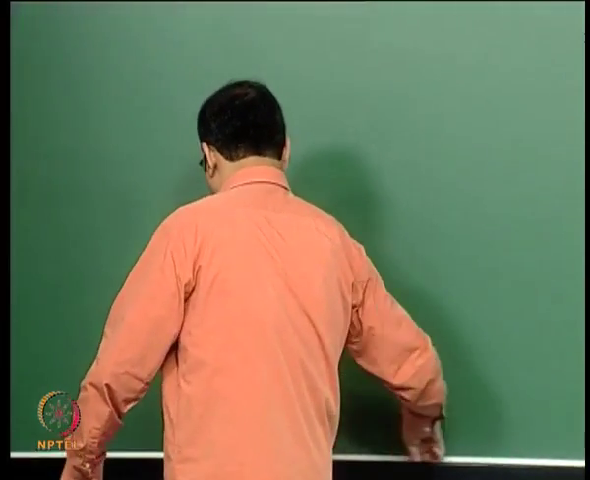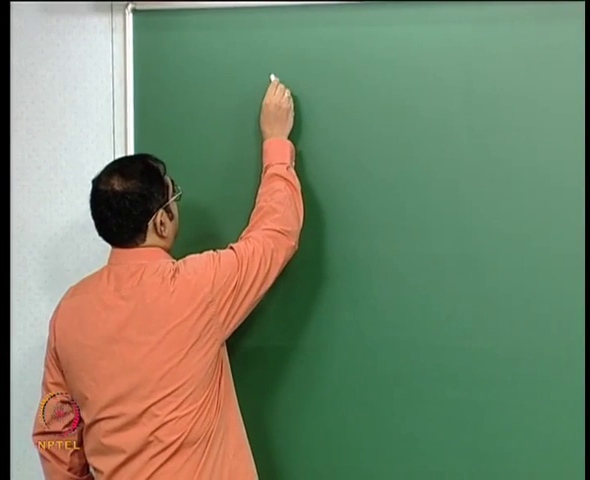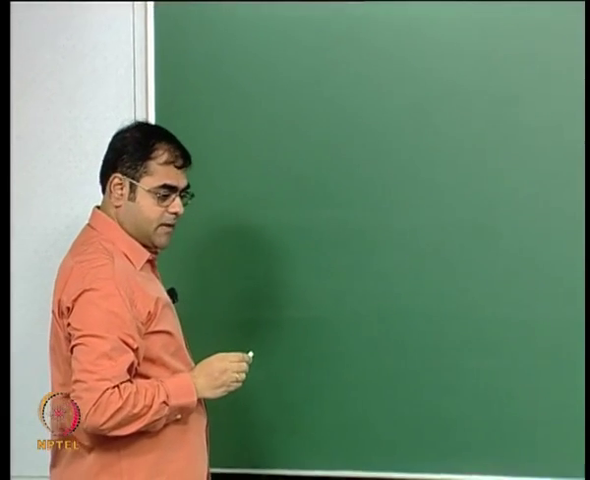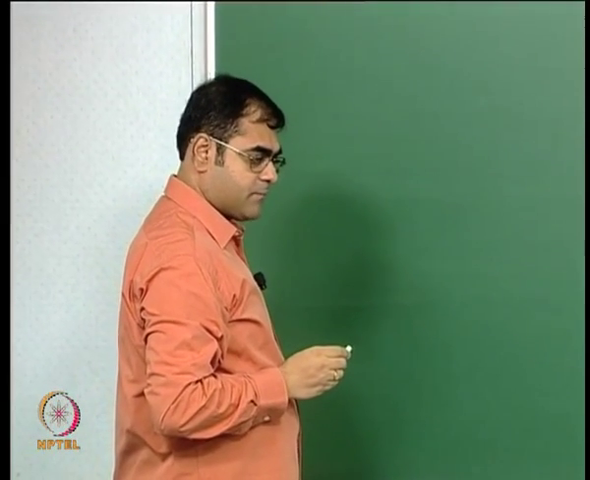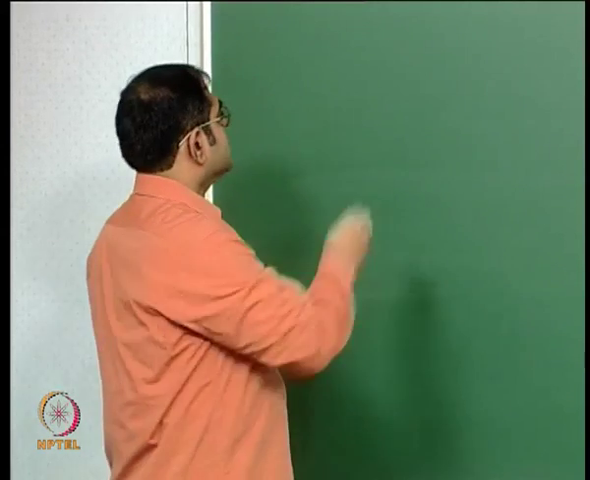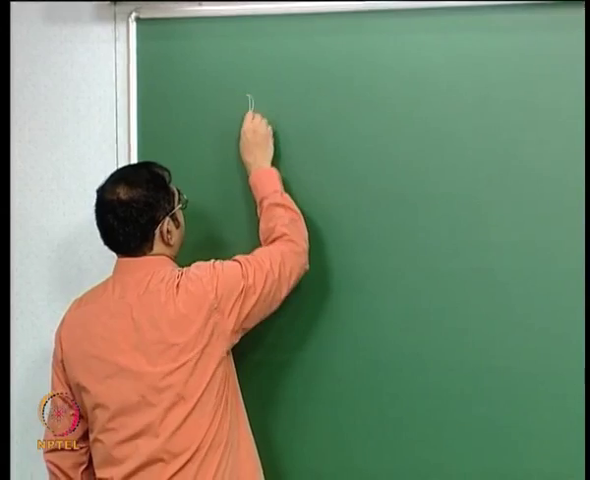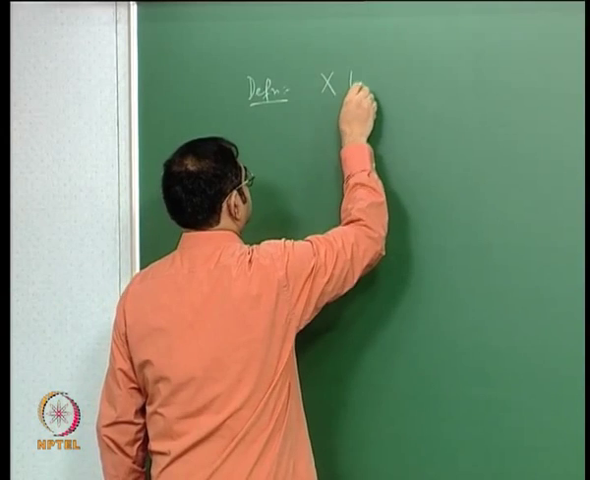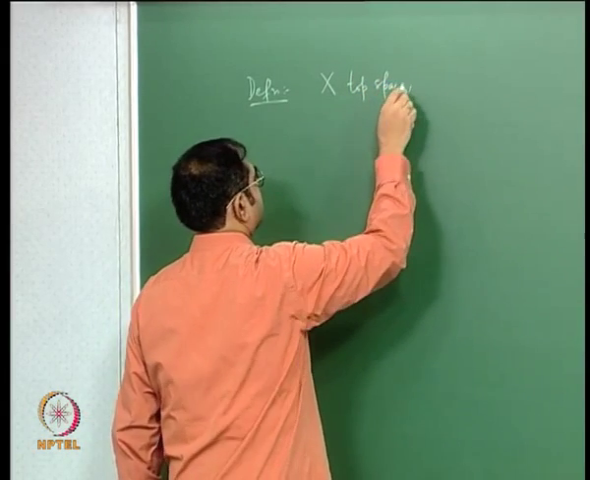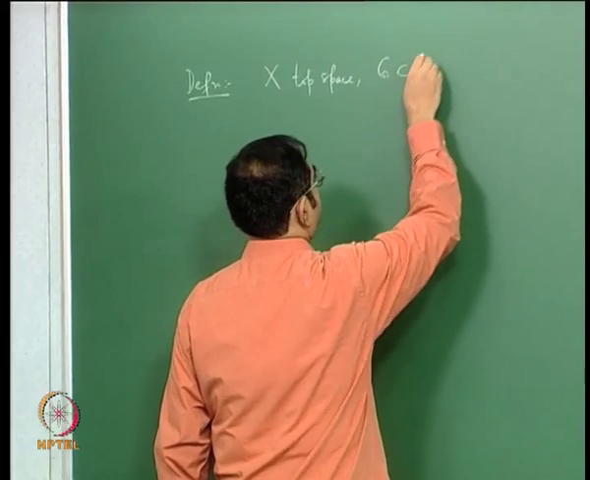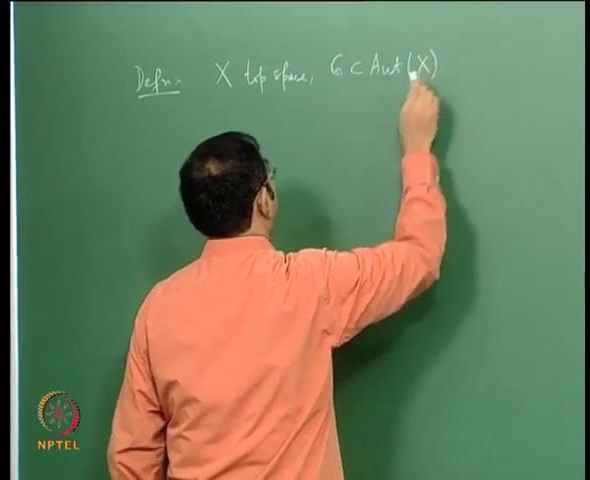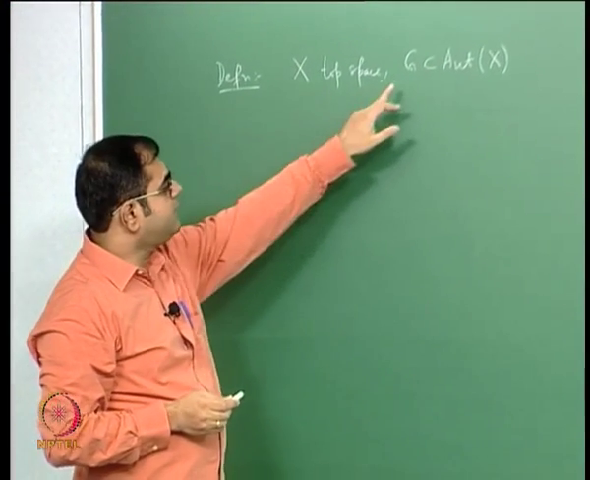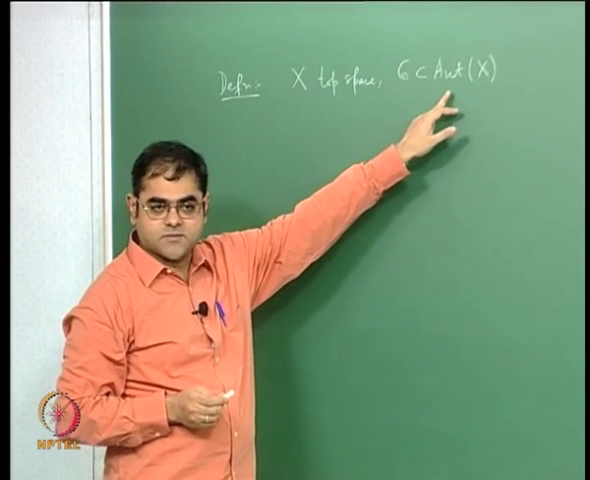So the definition was as follows. Let X be a topological space, and G a subgroup of automorphisms of X. Of course, instead of a topological space, I could also have taken a Riemann surface, and in that case G would be a subgroup of holomorphic automorphisms of X.